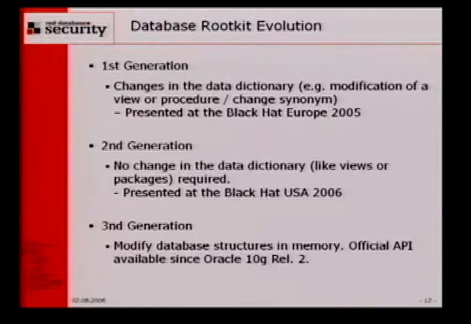And I expect the evolution in different types of database rootkits. The first generation, presented last year at the BlackHat Europe, is a modification in the data dictionary. For example, we are modifying a view or changing a synonym to change the content. The second generation, presented here later, has no change in the data dictionary, and that's why it's much more difficult to detect. And the third generation works directly on the memory of the database, and Oracle was so kind to deliver an official API since Oracle 10g Release 2 to do this. But this is still future, third generation.